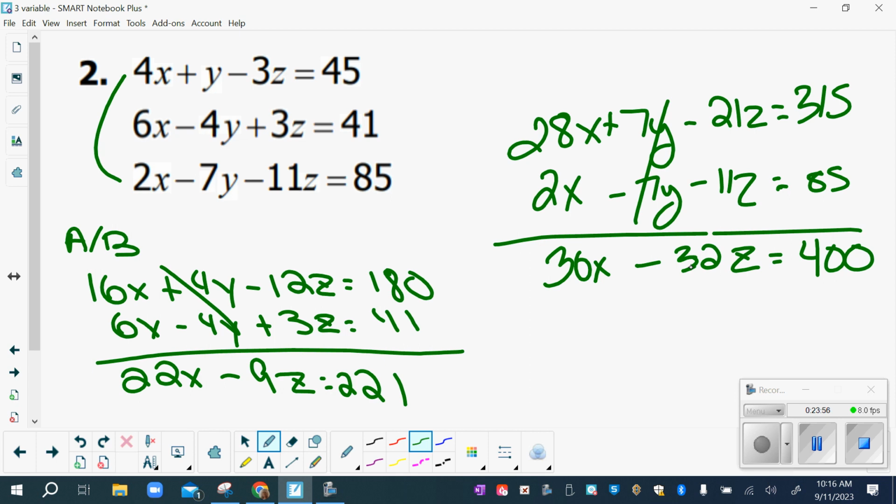I just thought to myself, I got a calculator. I don't have to worry about trying to make some magical small number. So I did this whole guy by 32, that whole guy by 9. Could I have done the 30 and the 22? You could. You do you. I'm going to come around and help Jace and see where you're at.